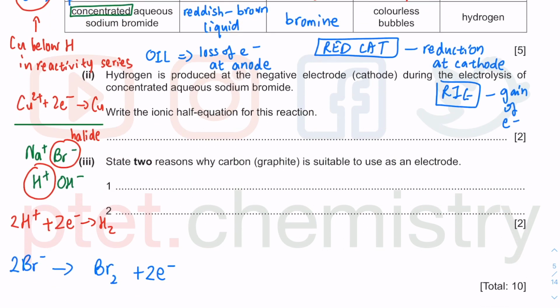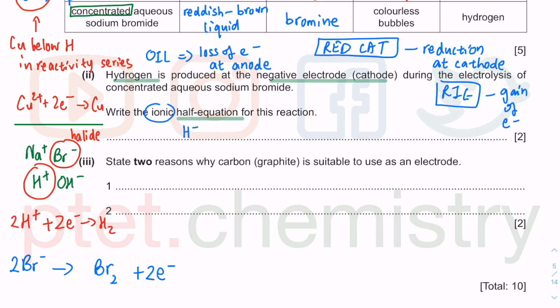Looking at the next part, hydrogen is produced at the negative electrode, which is the cathode. It's the negatively charged terminal because it attracts cations, which are positively charged. Produce hydrogen. And write the ionic equations for this reaction. So they just want the half equation. They also want the ionic equation.